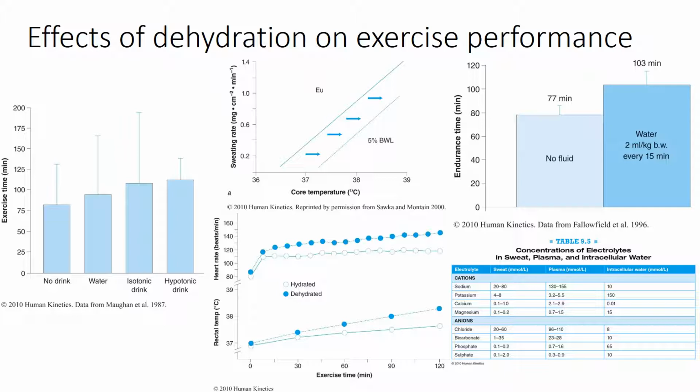Dehydration's bad. It's going to cause you to work out worse. You're going to do a lot more poorly. It's pretty hardcore, if you guys didn't already know that.